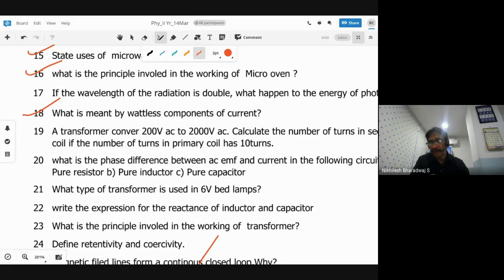Are you following me? P is equal to VRMS into IRMS into cos phi. In an AC circuit containing an inductor or capacitor, the phase difference between the voltage and current is 90 degree, that is pi by 2 radian. So P is equal to VRMS into IRMS into cos 90. That becomes 0. That means it becomes wattless power. There is no power. Current flows in the circuit, even though power becomes 0. This current is called wattless current.